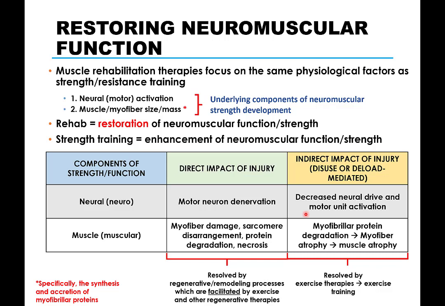Now, what about the indirect impact of injury on the neural component of neuromuscular strength? As you can see, this is related to the disuse or deloading of the muscle while it is injured.